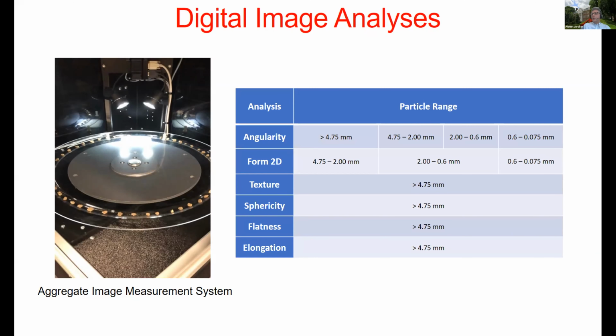Without going into the details of this system, which could be found in different publications, here the different particle ranges used to analyze different types of shape parameters are listed. For example, if you want to measure the angularity, these are the ranges of soil particles that you should be including in your setup. If you are measuring elongation, which is termed as form 2D, then you should be including these ranges of particles, and so on and so forth. They are all listed here.